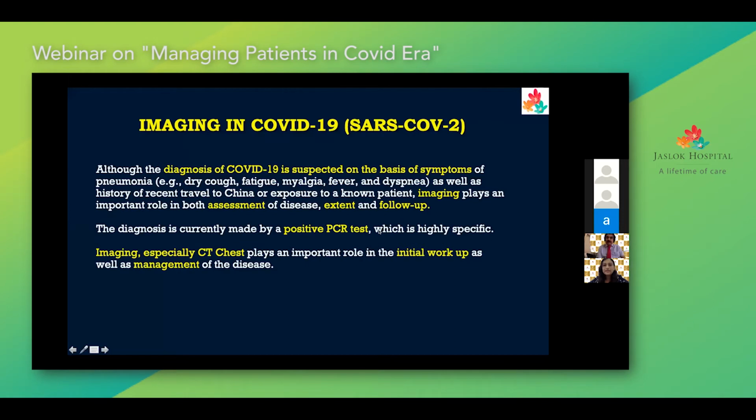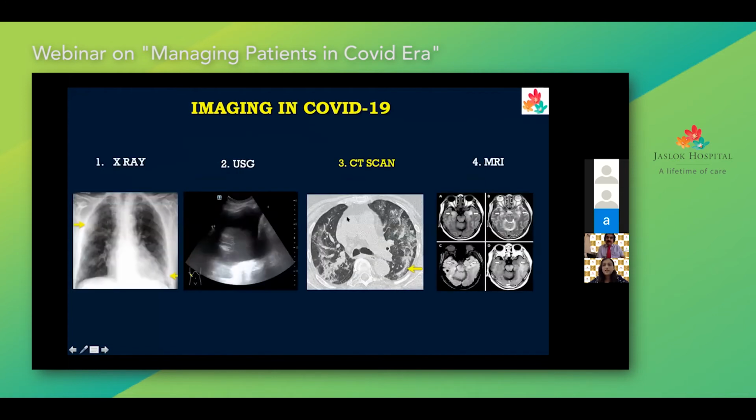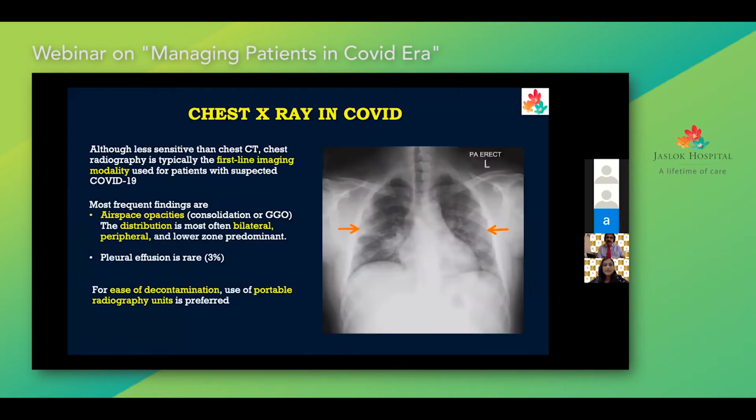COVID-19 is basically diagnosed on the basis of symptoms and a positive PCR test. Imaging, especially CT scan, plays a very important role in the initial workup and management of this disease. These are all the modalities that we use for diagnosing COVID. X-ray is the first line imaging modality.